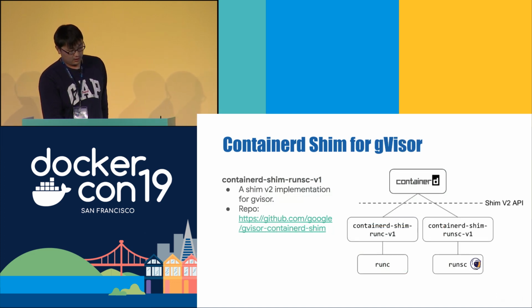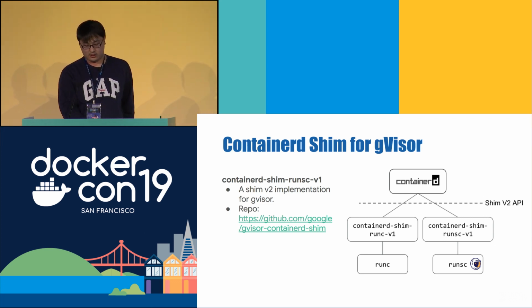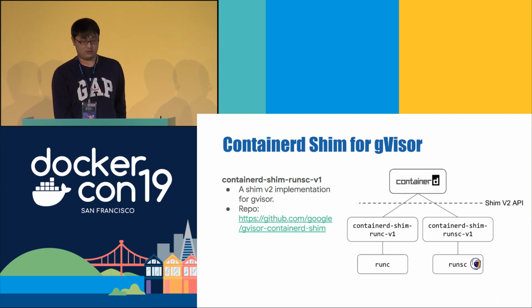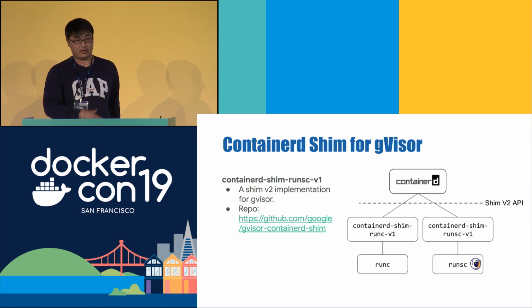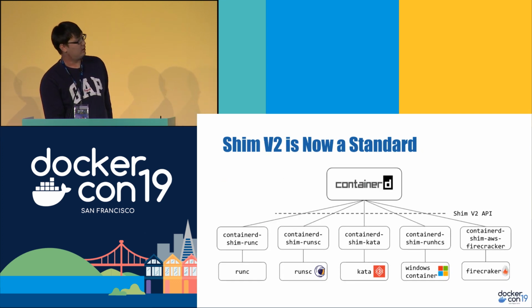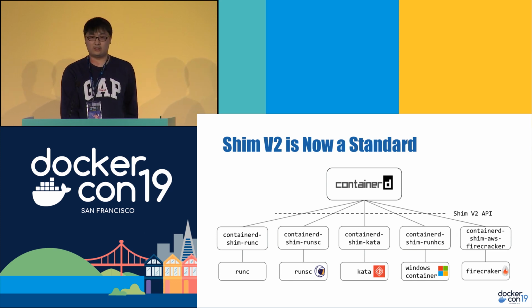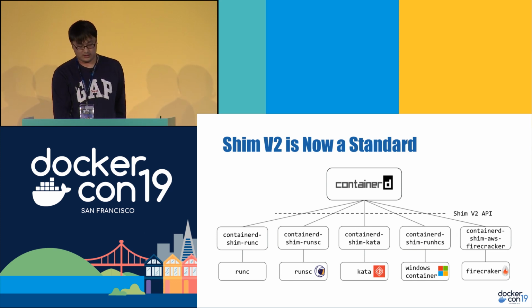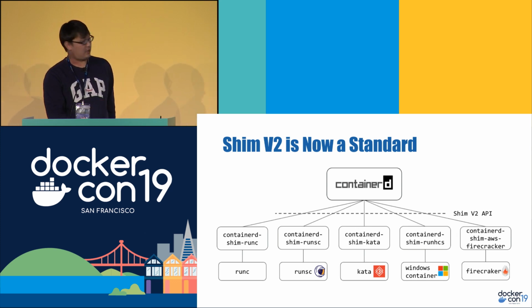So after that, we implemented the containerd shim for gVisor. It's open source, and after this is done, now you can use a single containerd, but start either a runC container or a gVisor container. And now actually it's a standard. All the runtimes now integrate with containerd in this way, and Derek has already mentioned.